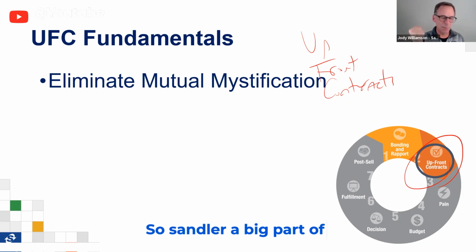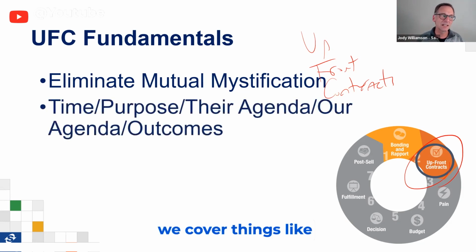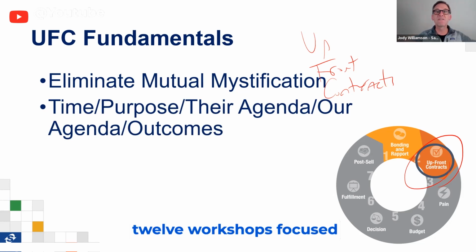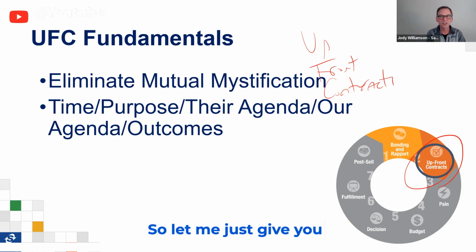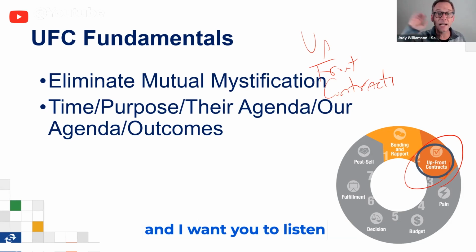So in Sandler, a big part of it, I think, is one of these genius pieces of it. It's about how do we eliminate mutual mystification? So at the beginning of a meeting, we cover things like time, purpose, their agenda, our agenda, and outcomes. Those are the 5 elements of an upfront contract. We have 2 of the 12 workshops focused on upfront contracts. This is how important it is. We only have 2 topics where we do 2 workshops on it. This is one of them. We are going to do a super deep dive into this coming up in 3 or 4 weeks, whatever it is on the calendar.